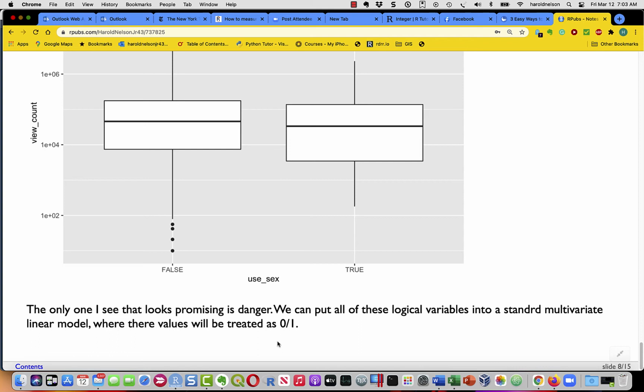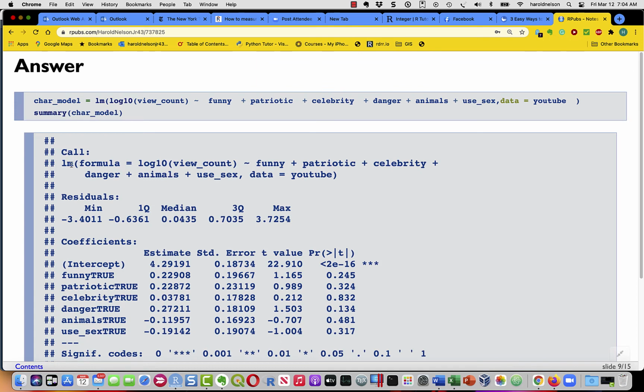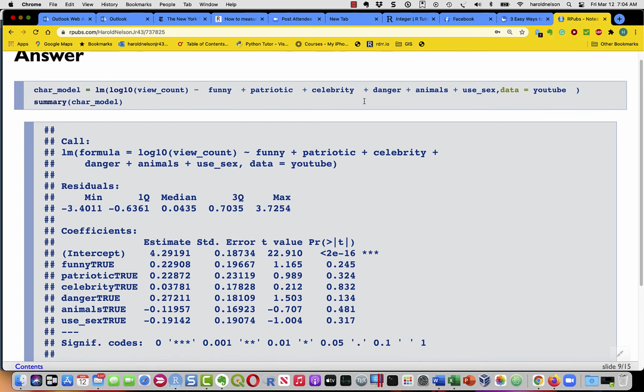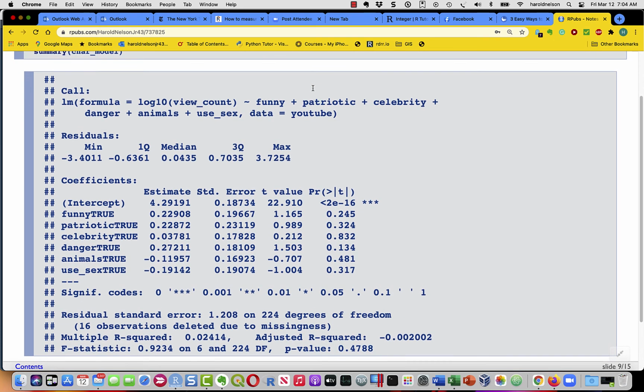Another approach to this, I know that this is something that you really probably haven't studied yet, because we're going to include multiple variables in a linear model. But we'll just go ahead and look at that, because I know you don't quite know how to do it yet. We'll take this up later in the course when we get into modeling at the end. So I'm going to create a linear model. The dependent variable will be the log 10 of view count, tilde, and then I follow with a list of the independent variables separated by the plus sign. It's just all of those logical variables that we had, which in the linear model will be treated as just 0, 1 values. Okay, so here they are.